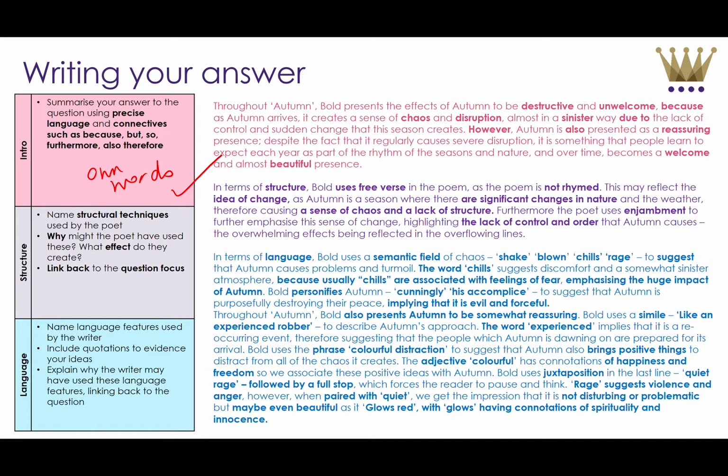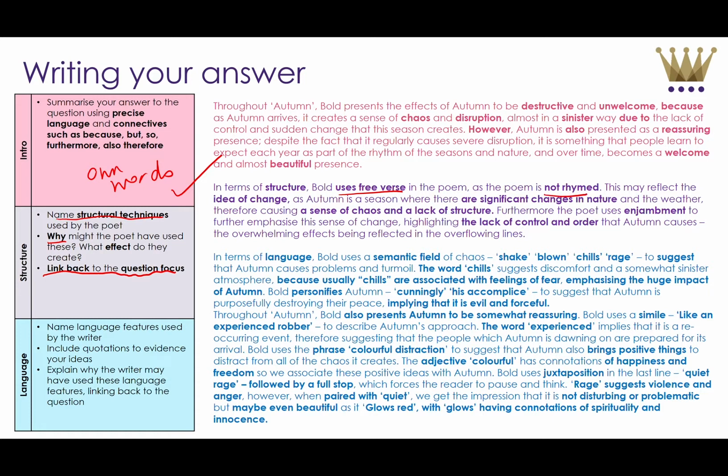Then I wrote my paragraph on structure. So I just named structural techniques used by the poet, thought about why they might have used them, and really importantly linking back to the question focus, which is the effects of autumn. So I wrote, in terms of structure, Bold uses free verse. I've just named a technique there because the poem is not rhymed.